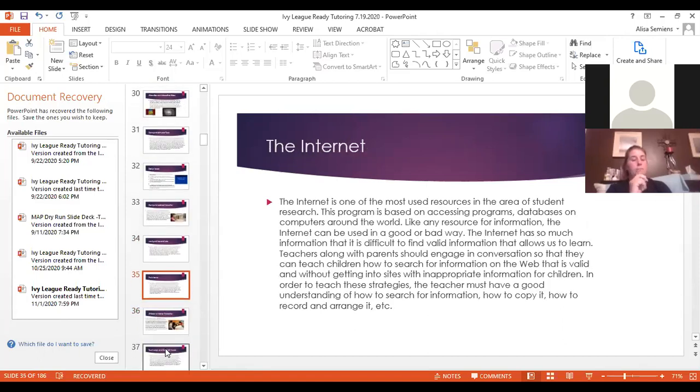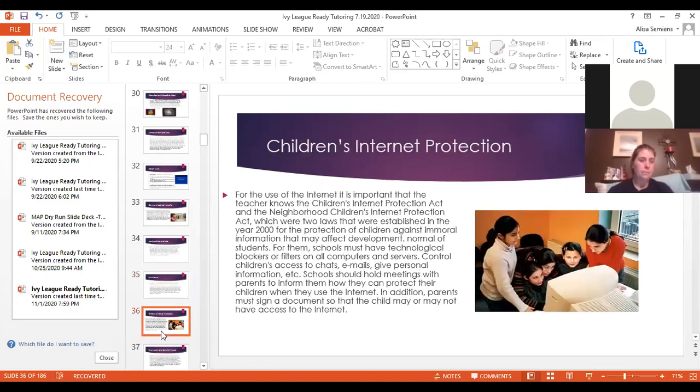So when we're talking about the internet, we know the internet has a lot of information, right? And because there's so much information, sometimes it's hard to find the valid information that allows students to fully learn. That's our job as teachers, to teach students what is valid on the internet, what is accurate. You want to make sure that students are not just copying and pasting, because that's called plagiarism. You want to teach them how to find good information, have a good understanding of that information, and be able to search for it, record it and arrange it.